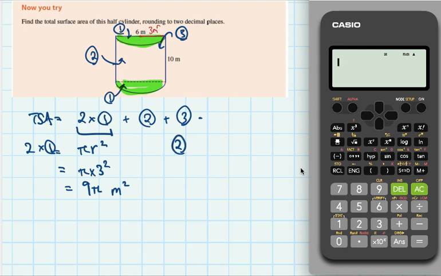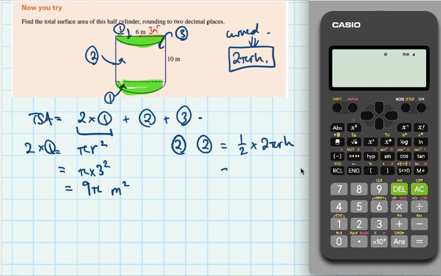Equation 2 is a curved surface and it's a half cylinder again, so the surface area is going to be half of the curved surface area from our rule. We remember that that's 2 pi r h. That's the curved surface. So let's halve that. Whack in what we know. h is 10. And then we go, well, half, that's 30 pi meters squared.